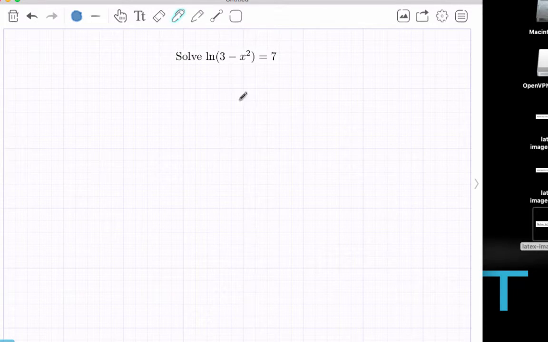Okay, so solving the natural log of 3 minus x squared.